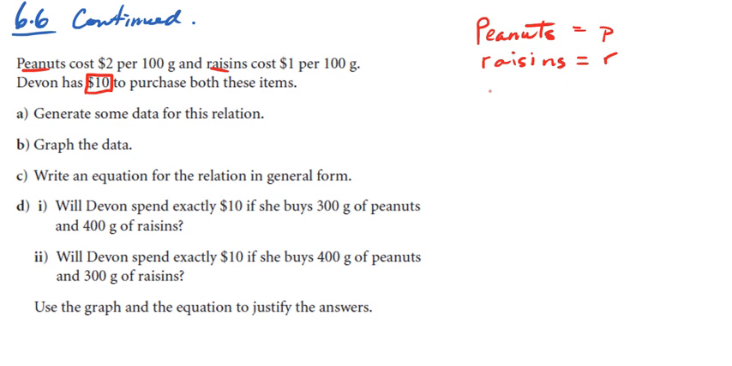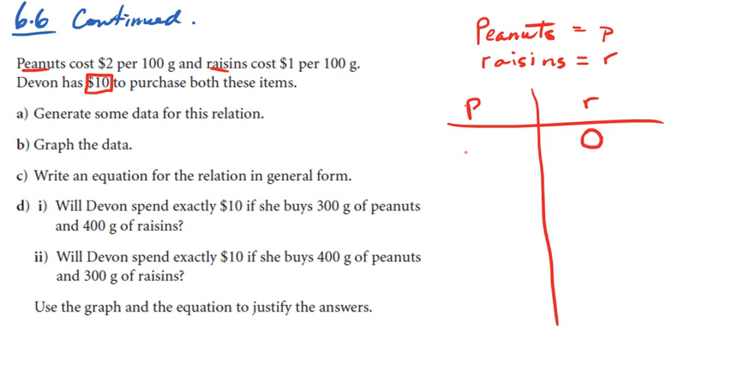So when we generate data, let's draw a data table. Let's do P and R, and I've just got it set up here that peanuts will be P and raisins be R. The first thing you might want to consider is, can this person spend all their money on one thing? So could we have just peanuts and 0 raisins? And that's going to look like an intercept for a graph, isn't it, if we have one of them being 0? So is it possible?